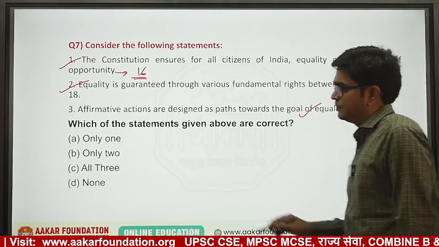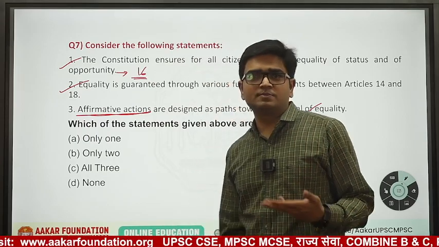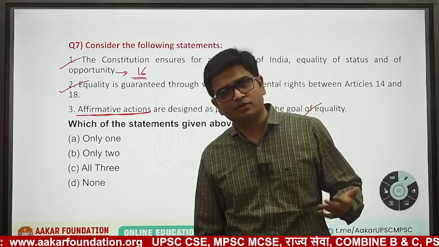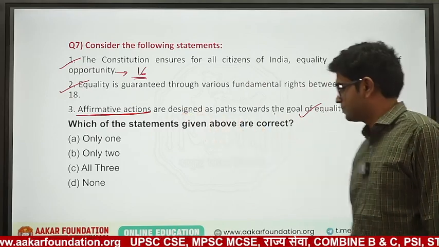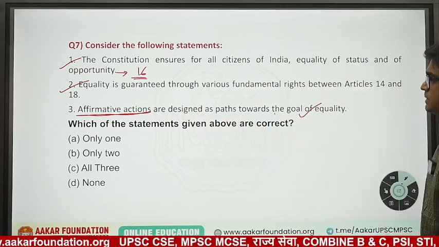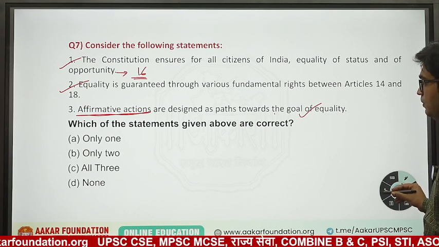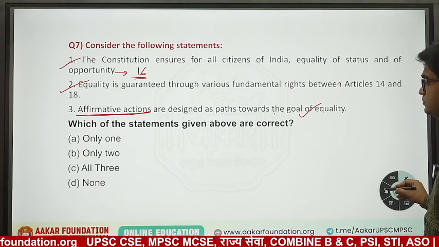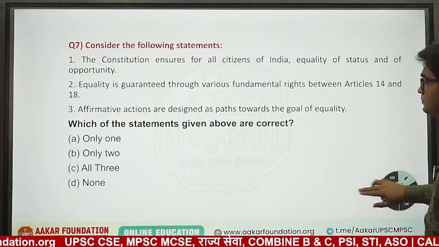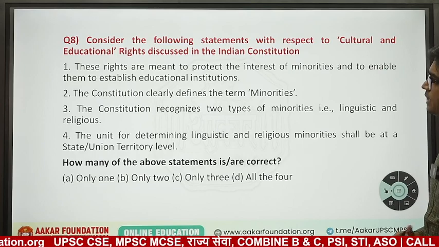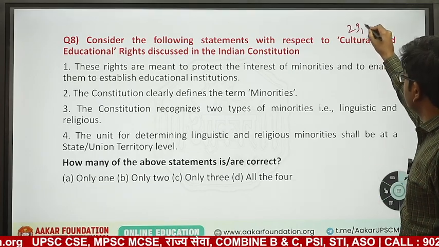Affirmative actions are designed as pathways towards the goal of equality. This is also correct. Affirmative actions means reservations, etc., to bring the people who have been experiencing wrongs in their history to a particular level. So that's called affirmative action. For example, reservations. So all the three statements are correct. Cultural and education rights. What are cultural and education rights? Article 29 and Article 30.